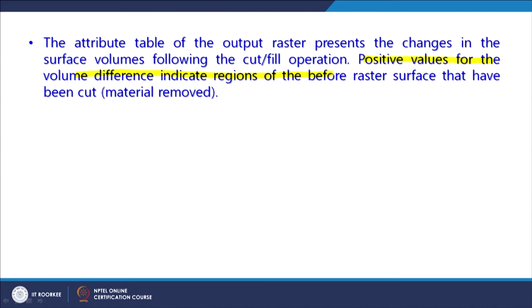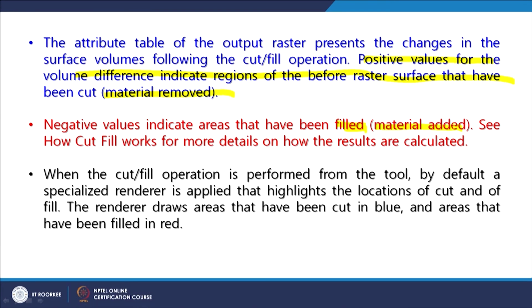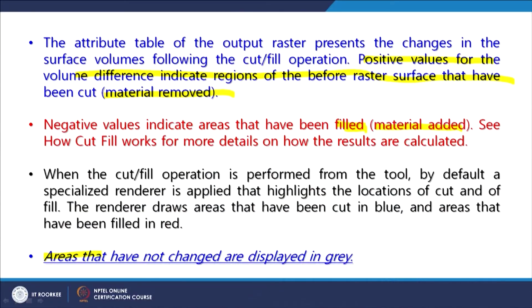Now, the attribute table, which we have seen in a few examples, shows that the output raster presents the changes in the surface volumes following the cut and fill operations, and positive volumes for the volume difference indicate regions where the before raster surface is cut, that means the material is removed, and negative values will indicate the reverse, that is vice versa, where filled material will be added. If material has to be bought, as in some cases, then the calculation can be done of how much it will cost. So, a lot of estimation, even the financial part, can be done once you have the area and volume calculations from this cut and fill analysis. And finally, the areas that have not changed are displayed in gray, which you have seen in the previous example also.